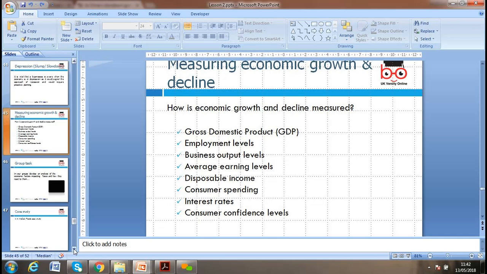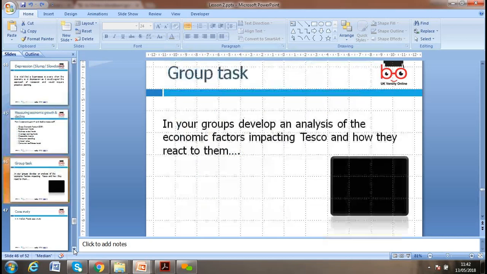So measuring economic growth and decline: gross domestic product, employment levels, business output levels, average earning levels, and disposable incomes are all key indicators.